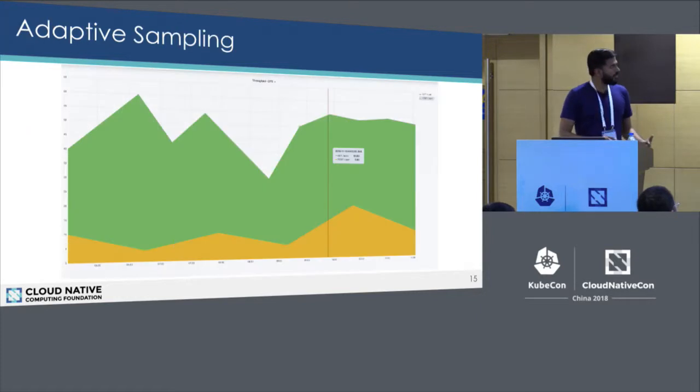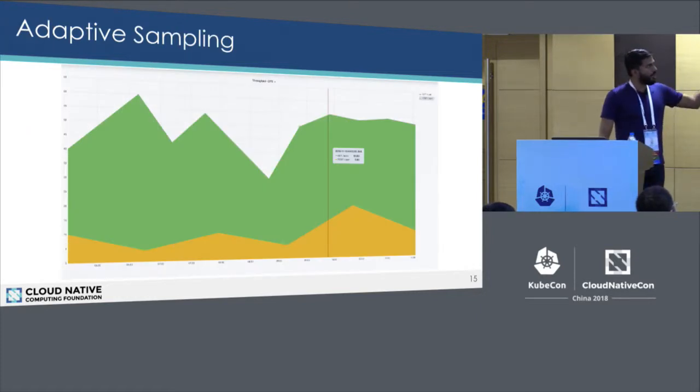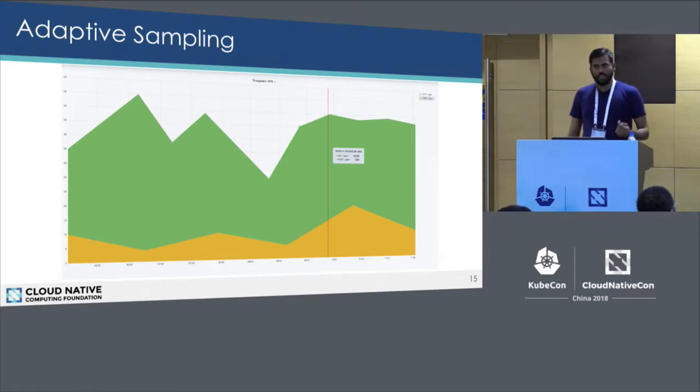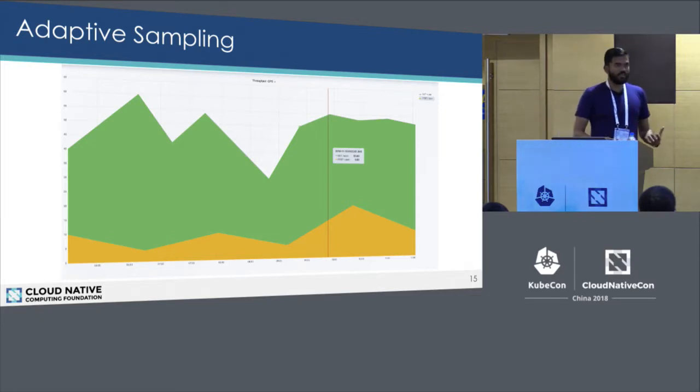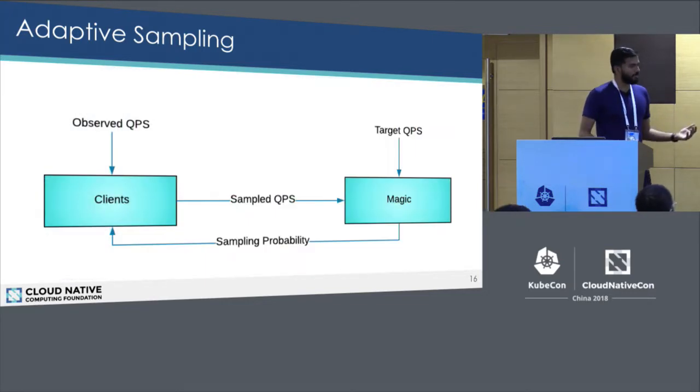When you're seeing a distribution like this, meaning one endpoint has a lot more traffic than another endpoint, what ends up happening is that you get a lot more traces for the endpoint that receives more traffic. And the endpoint that receives less traffic has fewer traces. So you're collecting different amounts of observability data based on the traffic your application is receiving. Adaptive sampling helps with that.